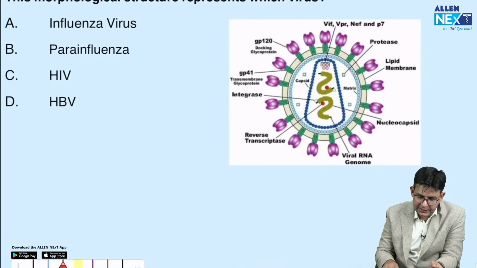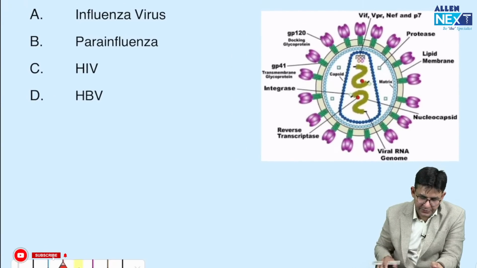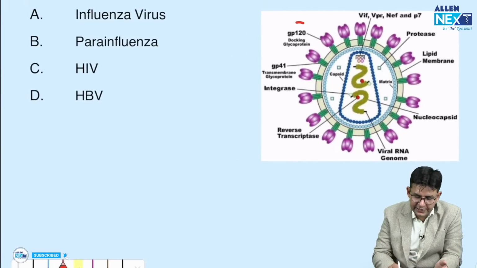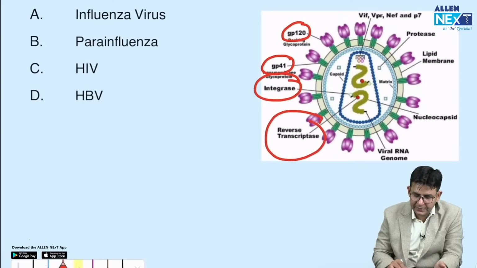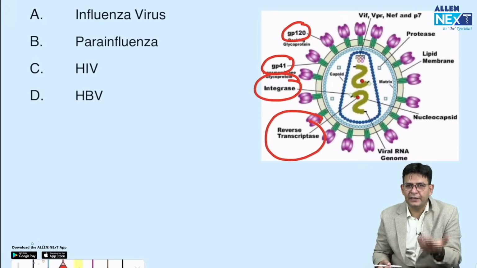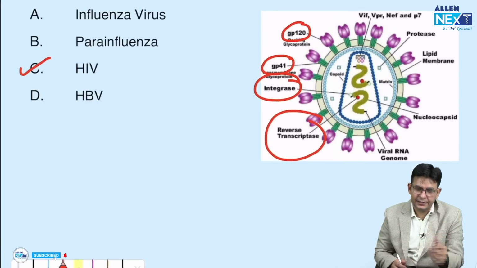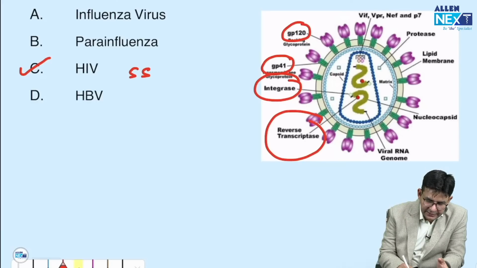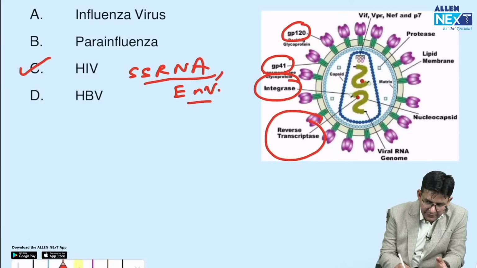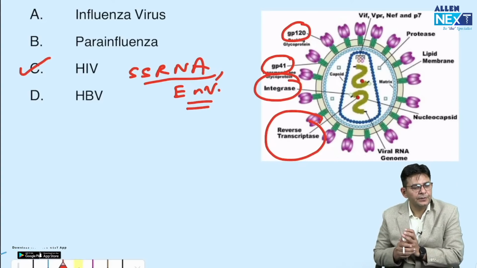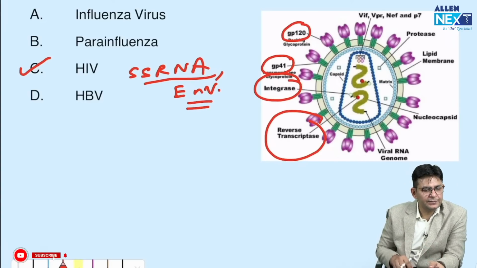Now, this was asked in this FMGE exam itself, and obviously when you're seeing GP120, GP41, all these integrase enzymes and reverse transcriptase, we are talking about which particular virus? Obviously it is HIV. Single stranded, double stranded, single stranded. This is a single stranded RNA virus having an envelope. This is an enveloped virus.